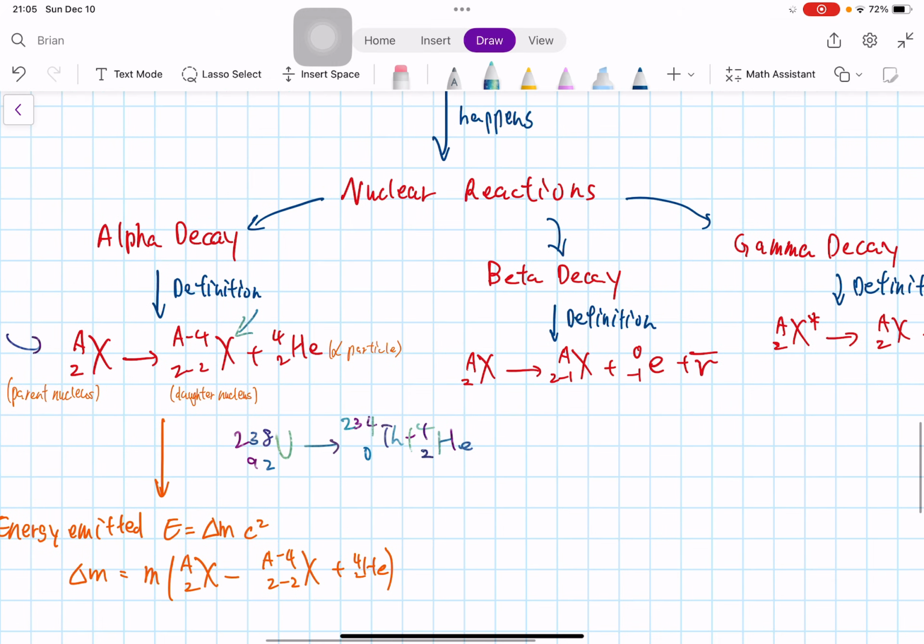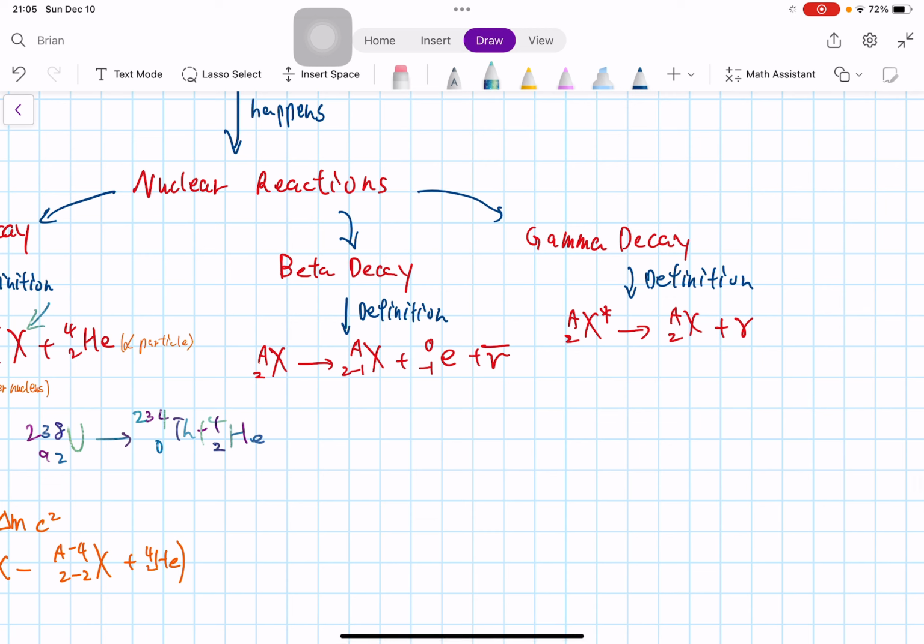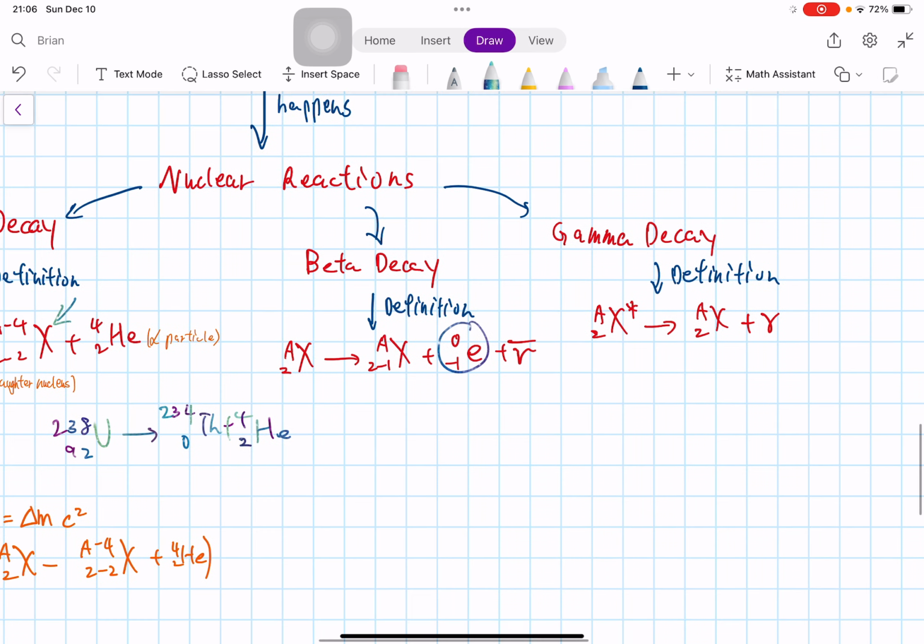And for beta decay, this is the definition: it releases 1 electron. And this thing is just to balance the equation, with some angular momentum inside. So for beta decay, the atom changes to another atom by gaining 1 atomic number and releasing 1 electron as well.